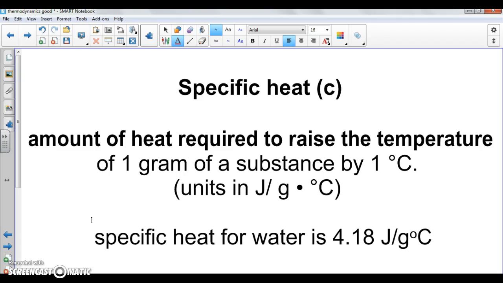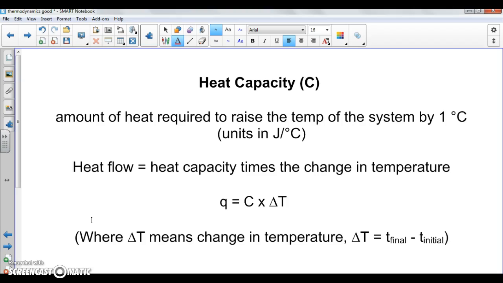Heat capacity, specific heat, lowercase c. Very important that you notice that specific heat is lowercase c, and going back, heat capacity is capital C. Very, very important that you know that. They are different things. Read those definitions and see if you can understand the difference. Notice the formula we have here for heat capacity. Heat capacity is capital C times delta T.